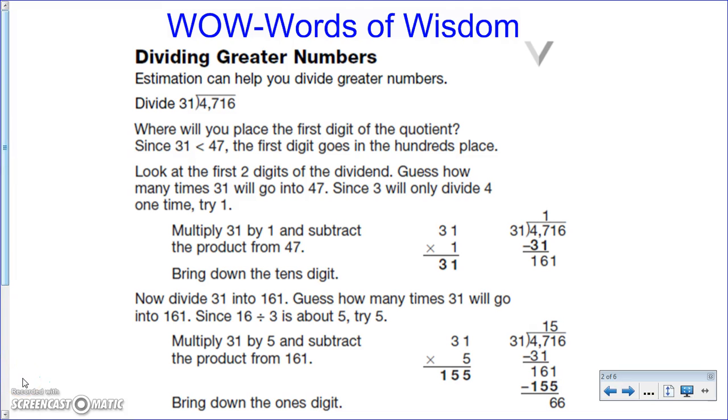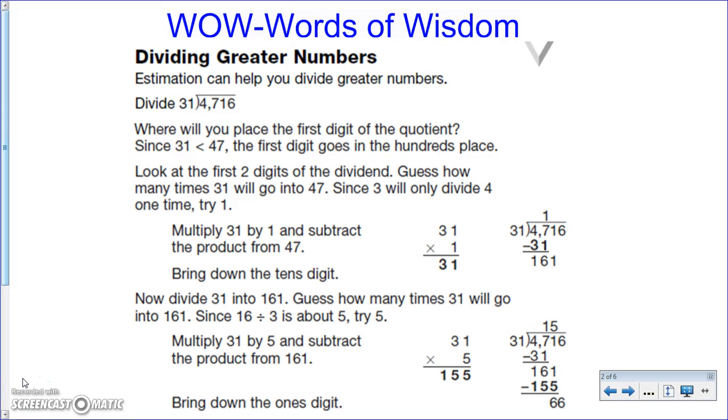Estimation can help you divide greater numbers. So we're going to divide 31 into 4,716. Where will you place the first digit of the quotient? Since 31 is less than 47, the first digit goes in the hundreds place. It's really important in division to keep the numbers lined up by their places.